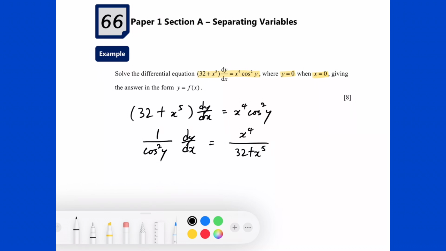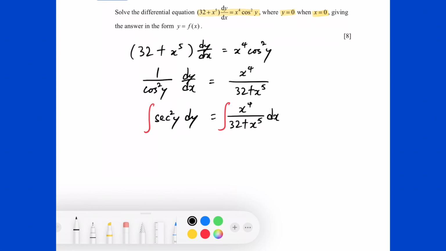As we can consider dy/dx to be a fraction, we can move the denominator to the right. Then for the next step, we can try to move the dx to the right, such that the right-hand side now becomes x^4 over 32 + x^5 times dx. And for the left-hand side, 1 divided by cos²y, we can present this as sec²y, and we still have the numerator dy here. We can try to add the integration notation to both sides, so that both become indefinite integrals, and we are going to integrate each of them one by one.